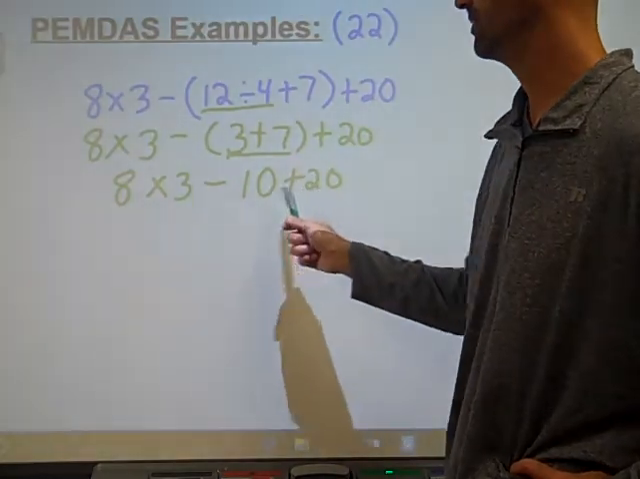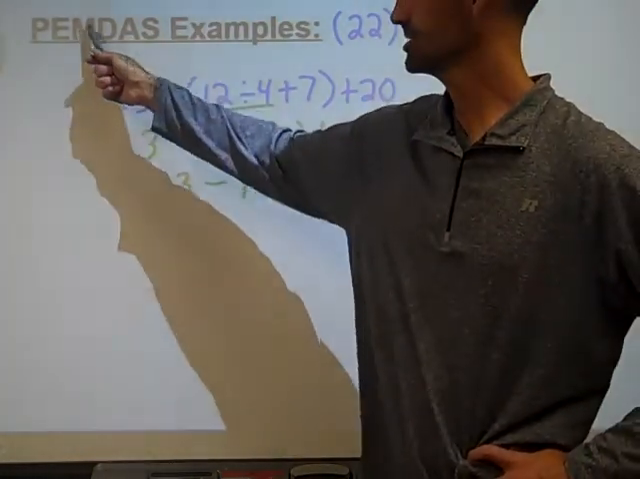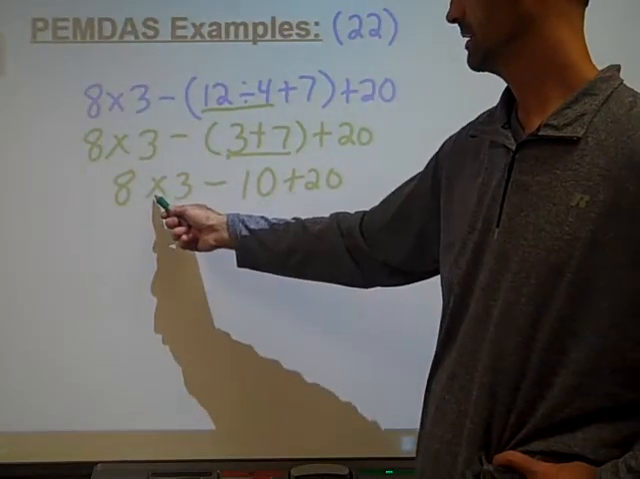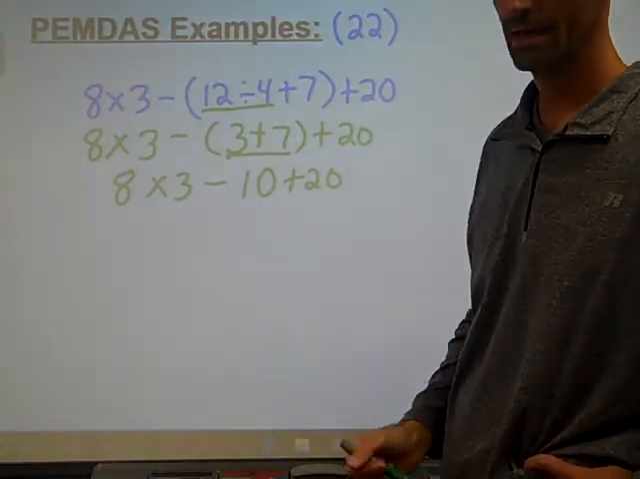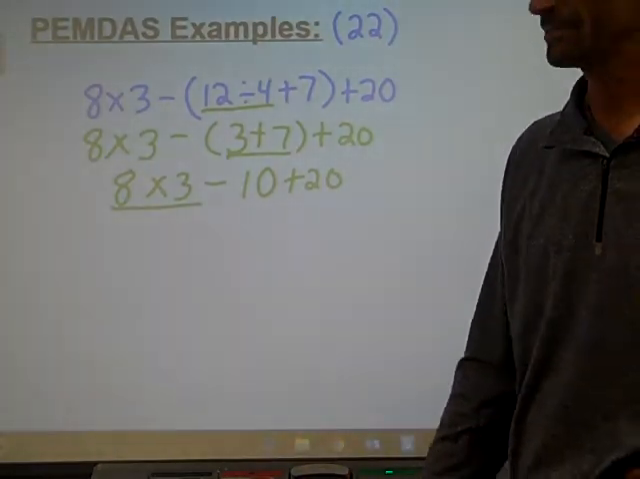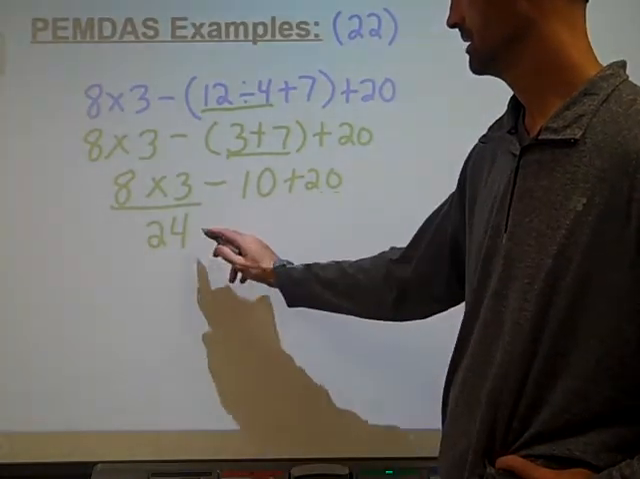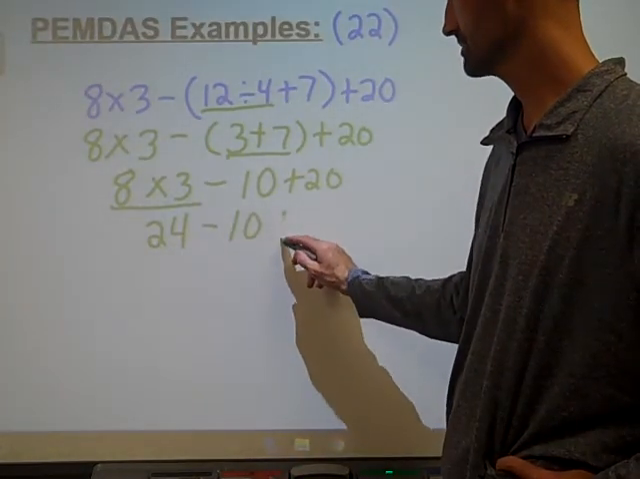Parentheses? No. Exponents? No. Multiplication or division? Multiplication, that's it. I only see multiplication, so that's my next step. 8 times 3, 24. Copy everything else.